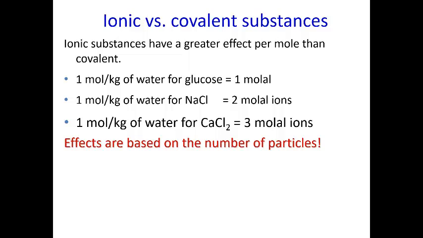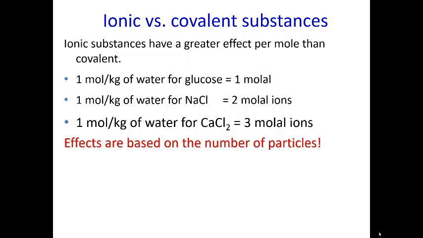But if you look at sodium chloride, which we know is ionic and breaks up into 2 particles in water, it means that when it dissolves, you're going to get twice as many particles in solution. So 1 molal of sodium chloride is actually 2 molal of ions. And for calcium chloride, it would be 3 molal of ions, which is going to be much more advantageous, and that's why that's what we use for melting ice in the winter.